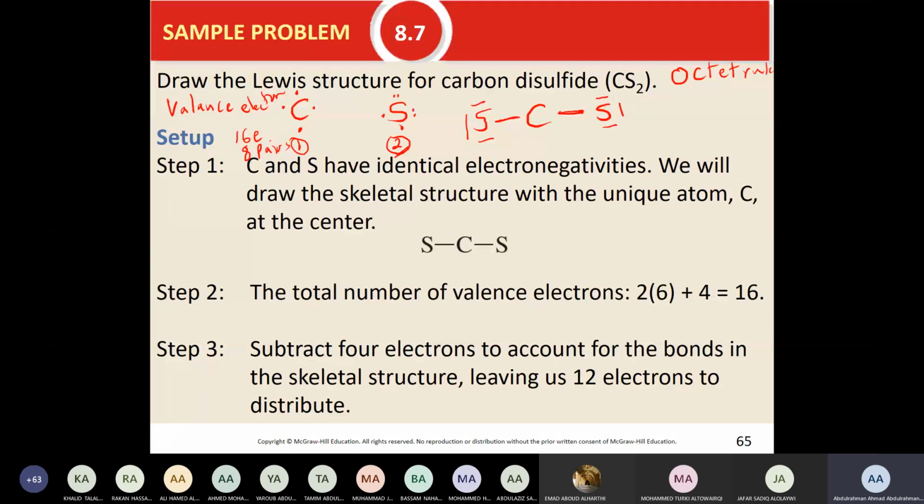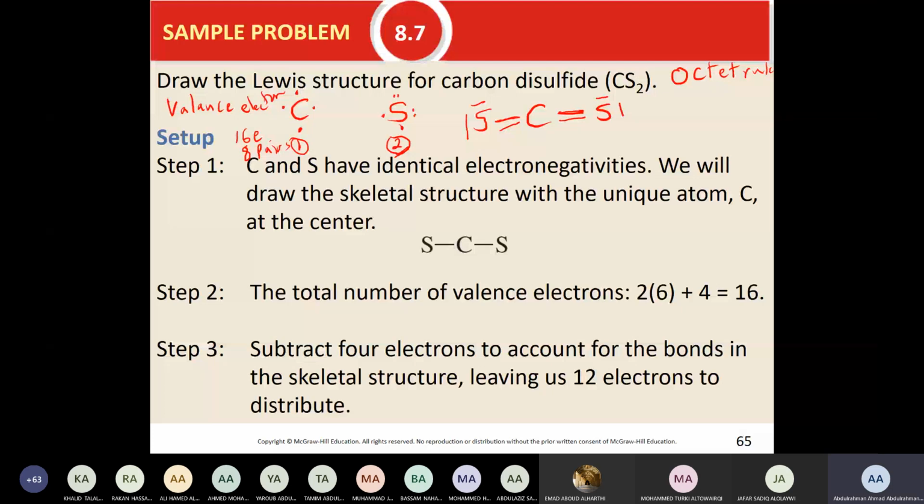So what can I do? I can take one of the pairs, like this one and this one, and put it here and here. And now everything has 8 electrons. Is this easy? Yeah. Good. Let's hope so.